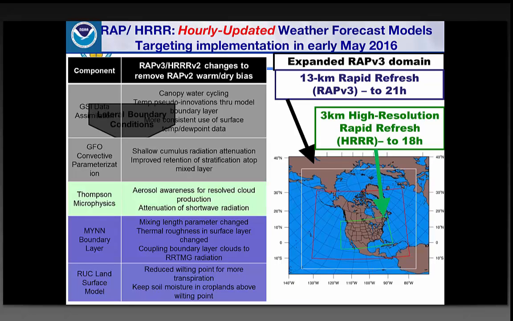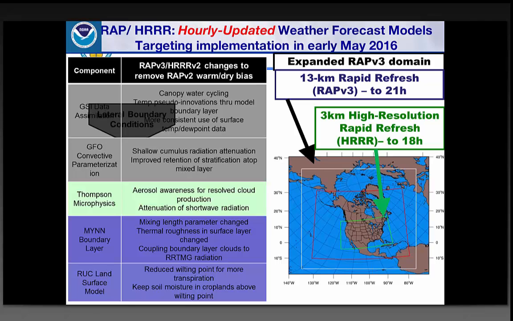The RAP version 3 and the HRRR version 2, here's the HRRR domain, and the old RAP domain is in red, the new RAP domain is in white, and this maps into a common domain for SREF work, so we don't have to fill in around the edges when using the RAP initial conditions in the SREF members. And the updates here, okay, I'm not sure where that came from, didn't notice that before, but this upgrade is targeted for early May.